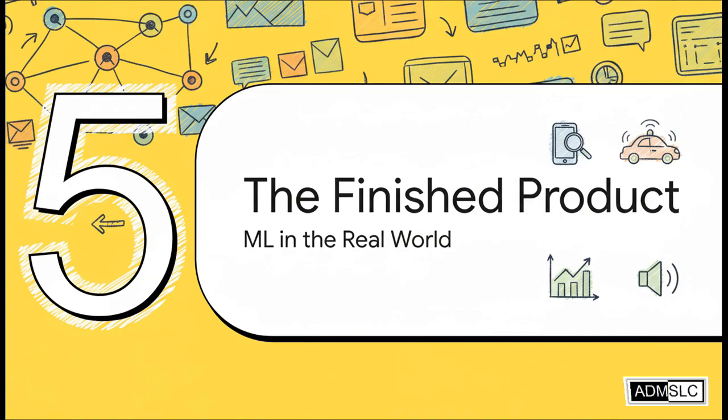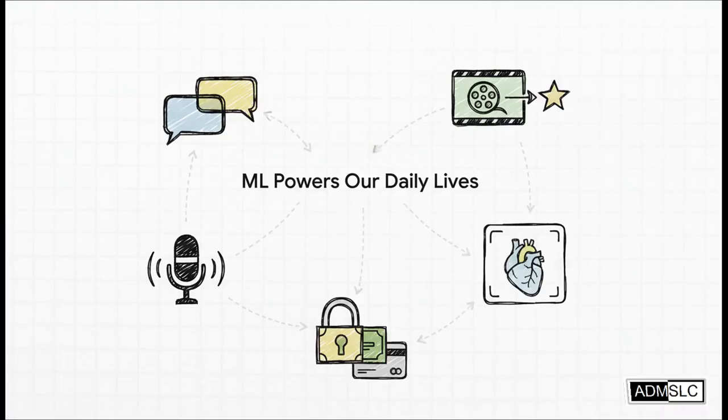So after all this building and all this learning, what do the finished products actually look like? Where do we see machine learning in our day-to-day lives? Well, the answer is practically everywhere. Machine learning is the engine that powers the movie recommendations on your favorite streaming service. It's helping doctors diagnose diseases from medical scans much faster and more accurately. It protects your bank account by spotting fraudulent transactions. It's literally what makes your voice assistant understand what you're saying and what powers real-time text translation on your phone.